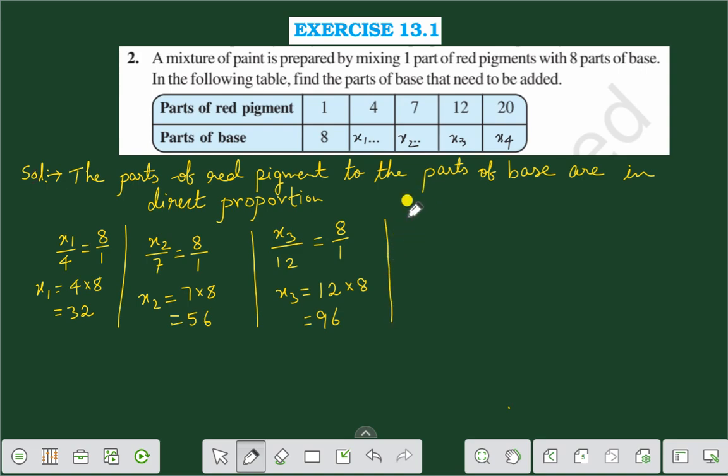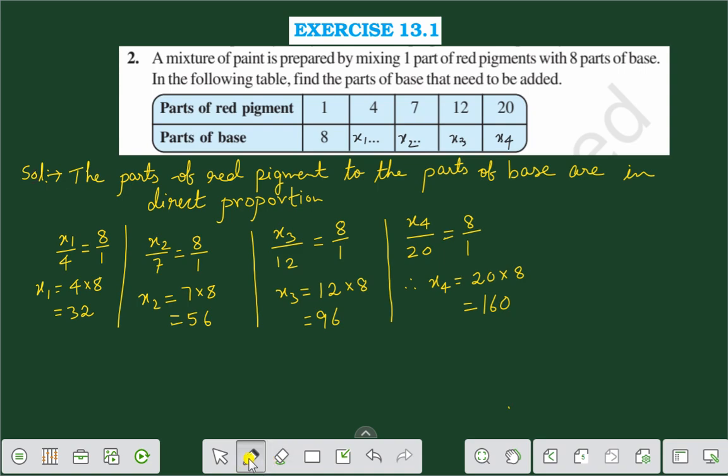Then we find the value of x4, that is x4 by 20 is equal to 8 by 1. Therefore, the value of x4 is equal to 20 into 8, and that comes to 160. In this way, you can find the various values of x.